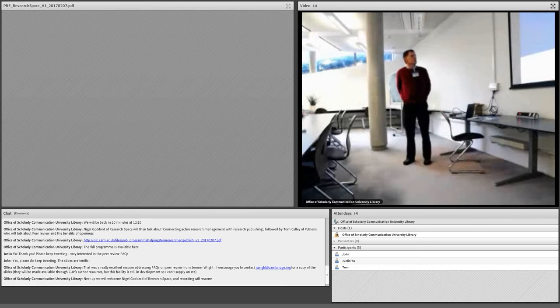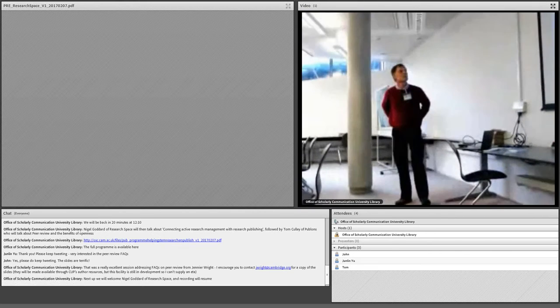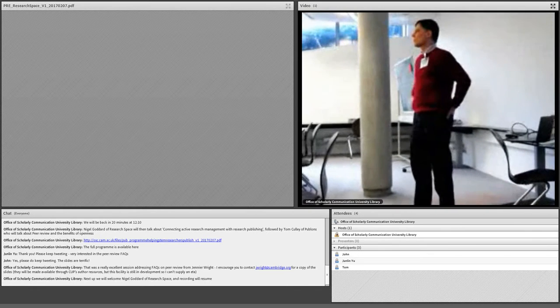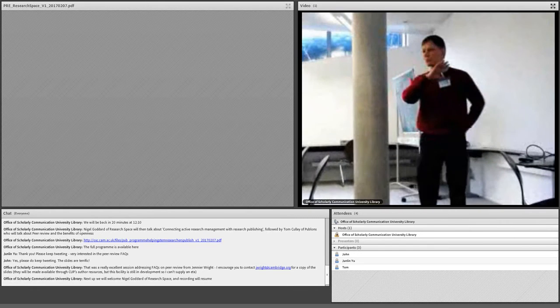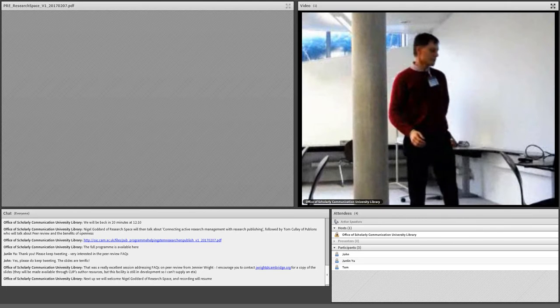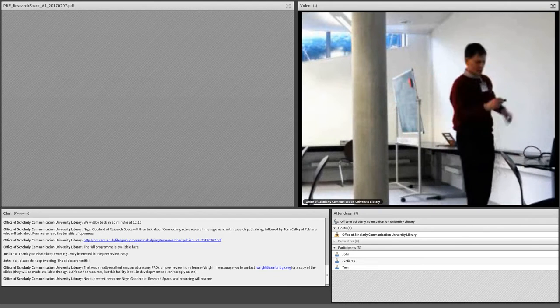As I was introduced, we produce an electronic lab notebook, and what I'm going to talk about is where an electronic lab notebook can fit in the whole process from doing research through to publishing. And as you'll see, we think it can play a pretty key role.